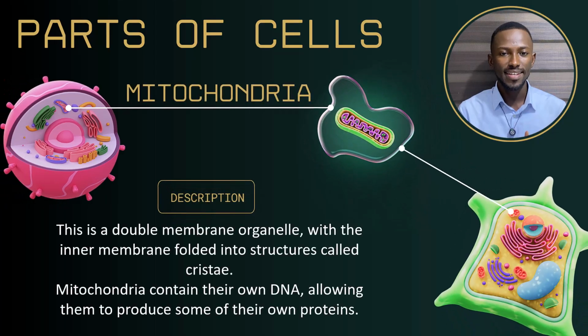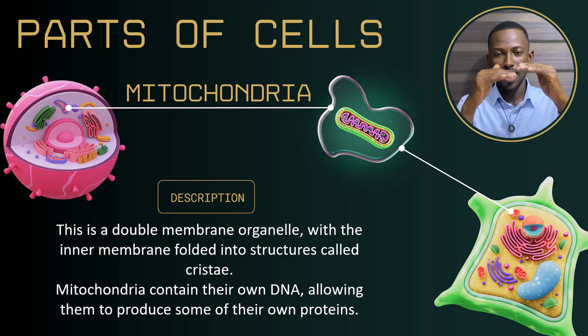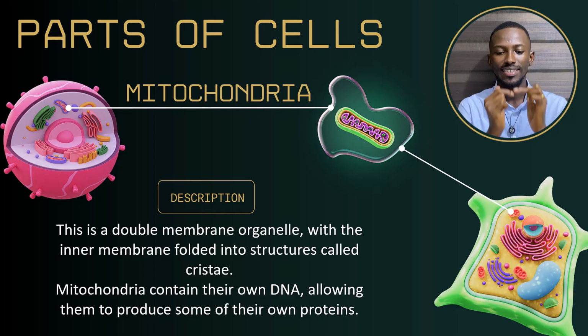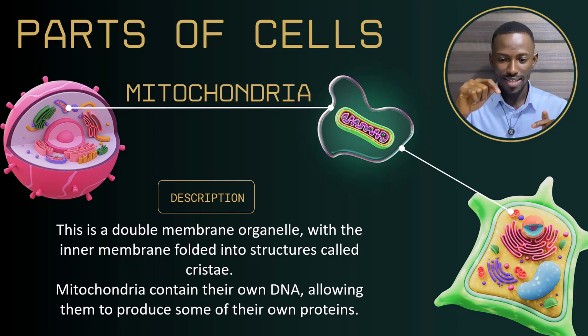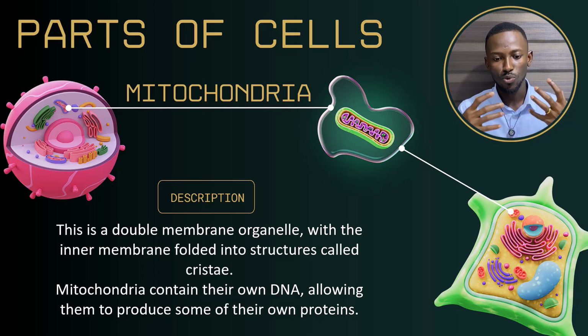Let's move to the next part of the cell. That is the mitochondria. The mitochondria is a double membrane organelle with the inner membrane folded into structures called cristae. So if you look at the structure I have on the screen, you can see that we have the outer membrane, then an inner membrane. Pay attention, the inner membrane is folded. Do you see that? So the inner membrane is folded into a structure called cristae.